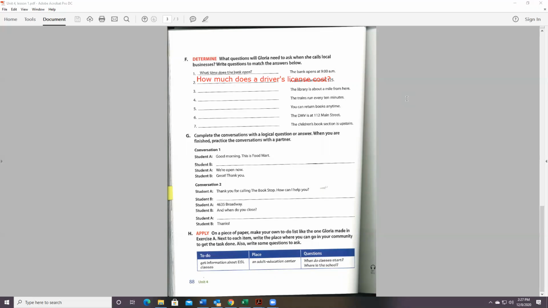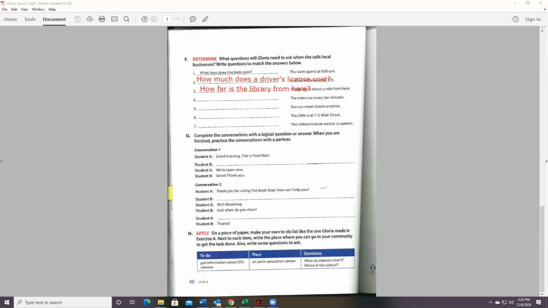Okay, let's do number 3 together. The library is about a mile from here. What would be your question? Okay, your question would be, how far is the library from here?